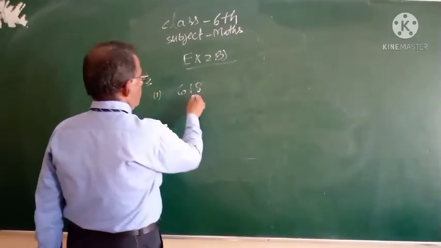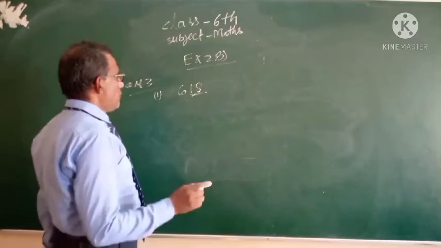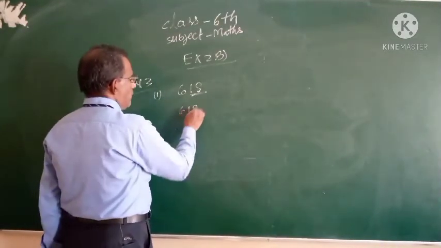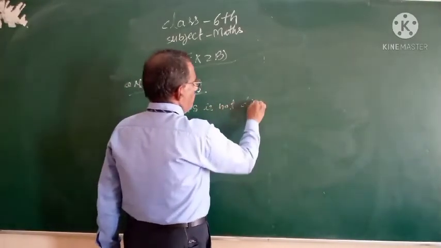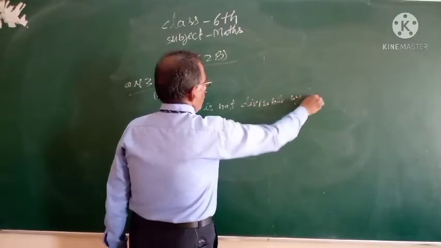Since the last two digits 18 are not divisible by 4, 618 is not divisible by 4.